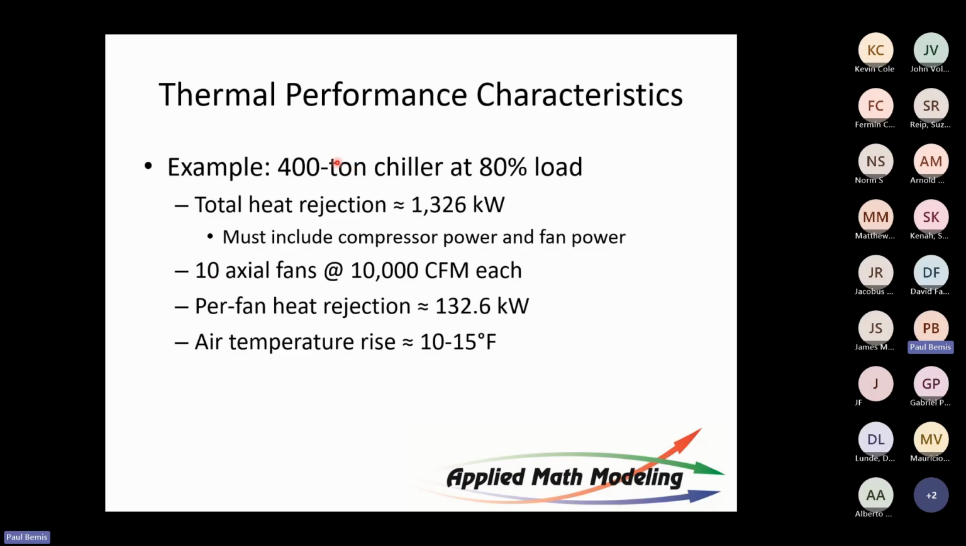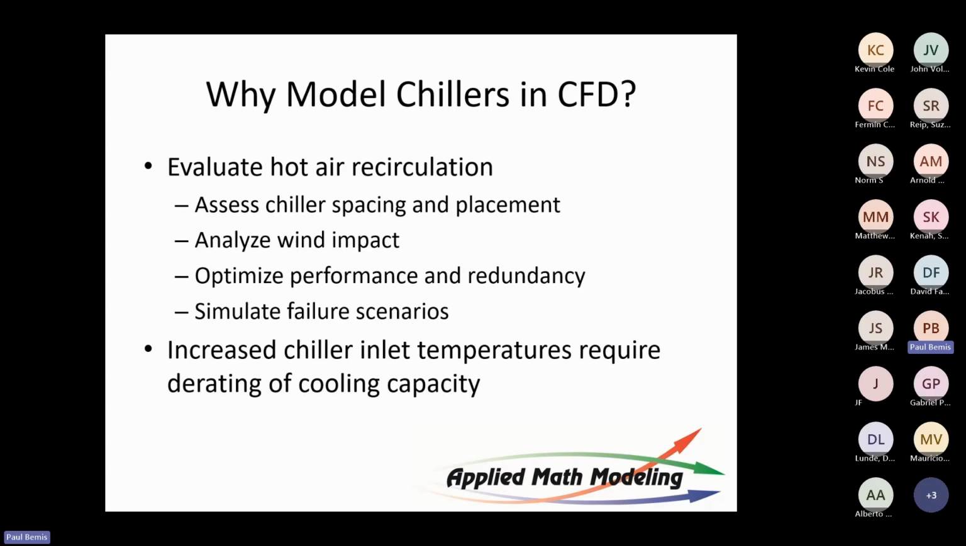You're going to get a 400-ton chiller. Turns out it's got 10 axial fans. Turns out they're blowing about 10,000 CFM each. This number will be defined by the manufacturer. This data will be from the cut sheet, the spec sheet that you get with the device. So you will know how much heat is being dumped by each device. Temperature rise on these devices, they model or predict them in the range of 10 to 15 degrees F delta T. Okay? So that's kind of how they work.